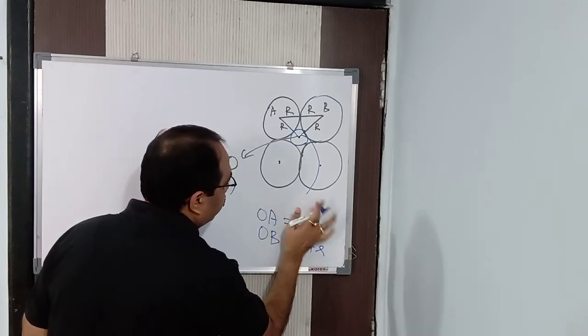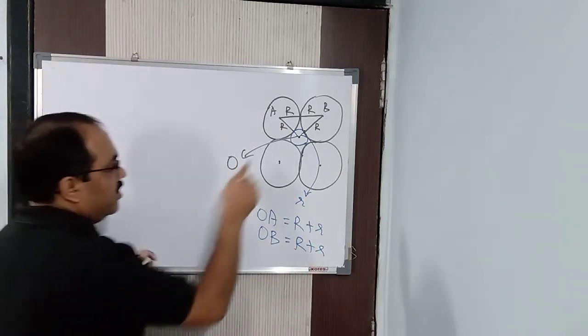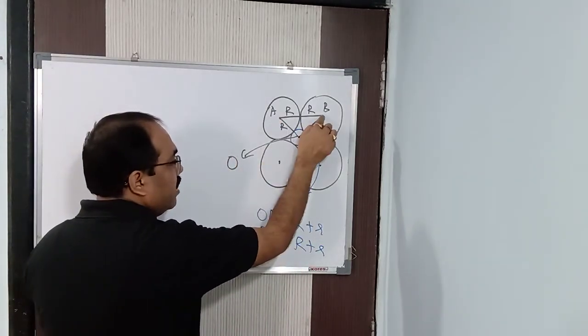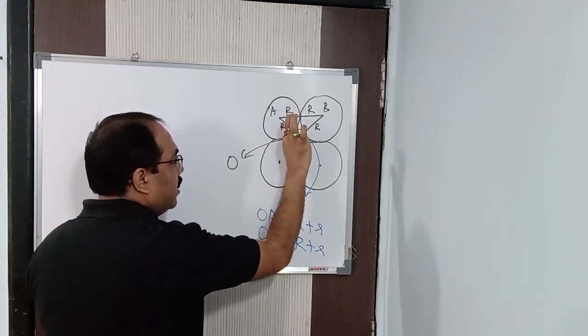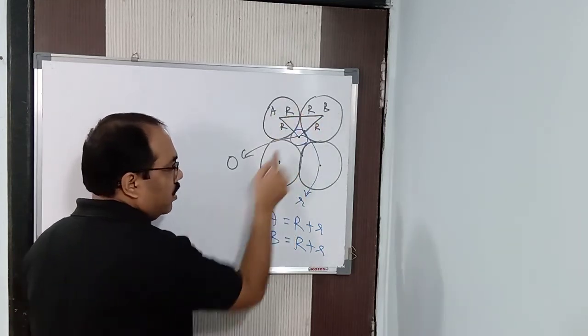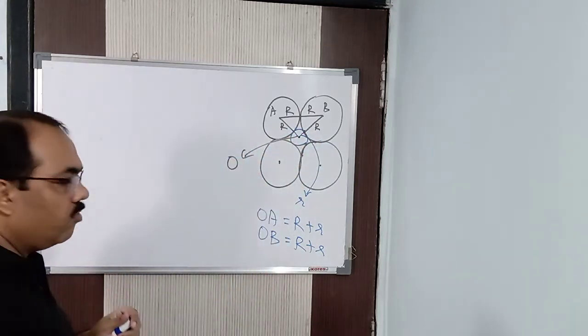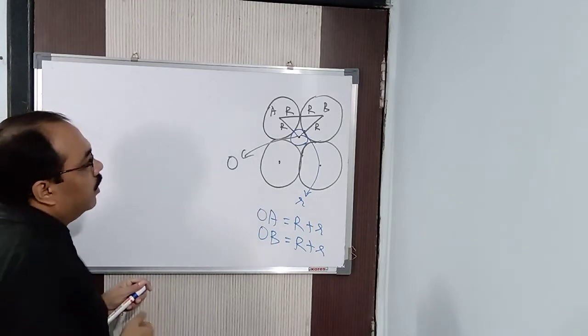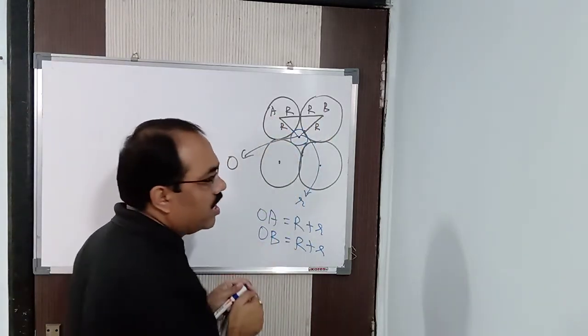Got it? Understood? O is the center of the void, A and B are the centers of the atoms, and the radius is capital R. So the radius of the atom is capital R, and the radius of the void is small r. I have taken this void as the blue atom, the one I have drawn. That is your void. Clear? Okay, fine. Now you can see very clearly it forms an isosceles right angle triangle.